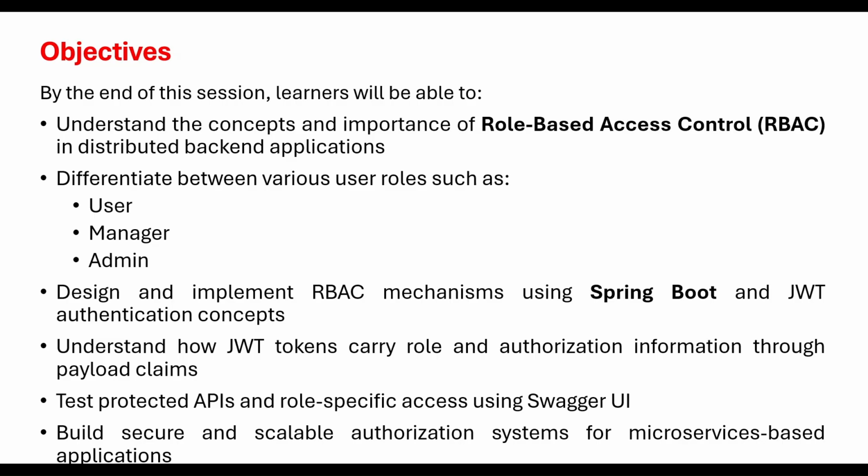By the end of the session, you will be able to understand the concepts and importance of role-based access control in distributed backend applications, differentiate between user roles such as user, manager, and admin, design and implement role-based access control mechanism using Spring Boot and JWT authentication concepts, understand how JWT token carry role and authorization information through payload claims, test protected APIs and role-specific access using Swagger AI, to build secure and scalable authorization system for microservice-based applications.